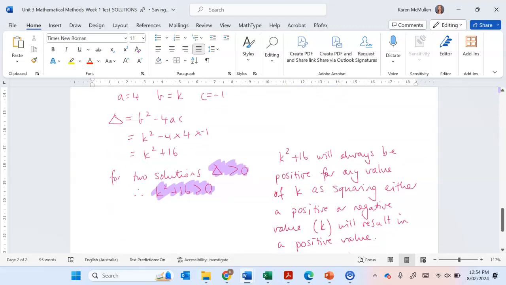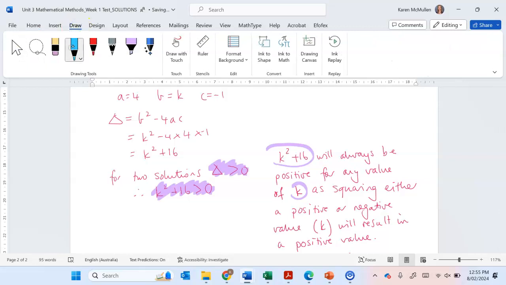So basically, k squared plus 16 will always be positive, because no matter what number you have for k, squaring it is going to give you a positive. So let's say, for example, we let k equal -2, squaring that is going to give us 4. Or if we had k equals 2, squaring that is also going to equal 4. So no matter whether it's a negative or a positive, it's going to give you a positive answer.